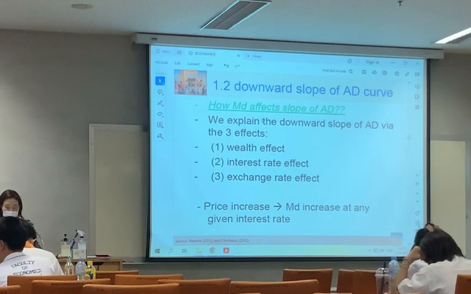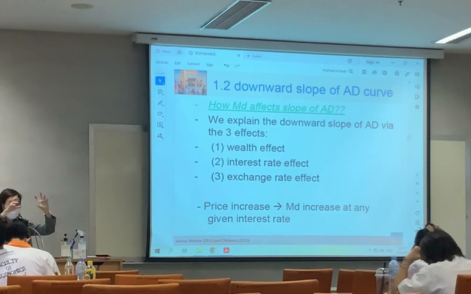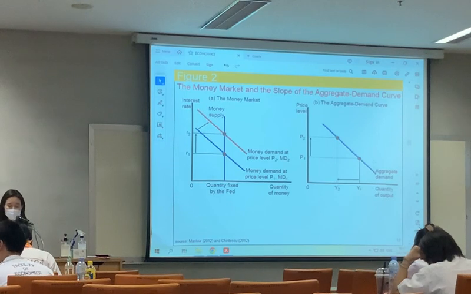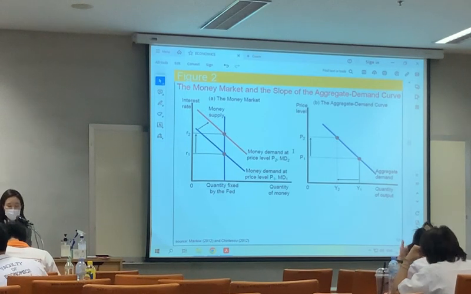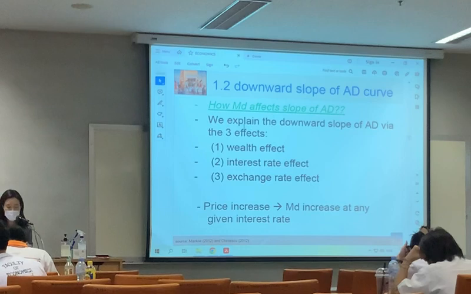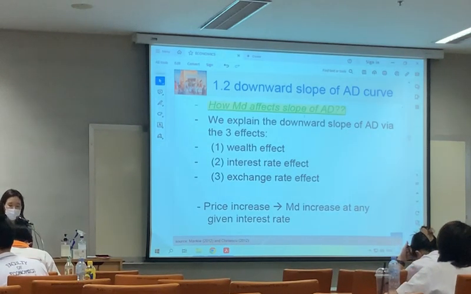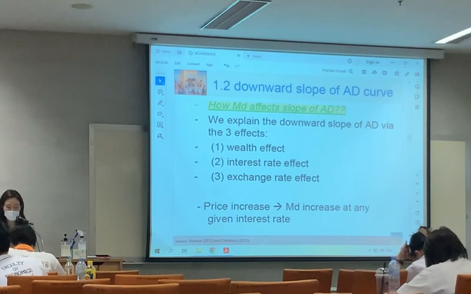Now we will learn about the relationship between two graphs. When the money market changes, what is the change in AD? I will teach you two things. First, how the money market graph affects the slope of AD. Another thing is how the money market graph will affect AD through the treatment of AD. So let's see what happened.